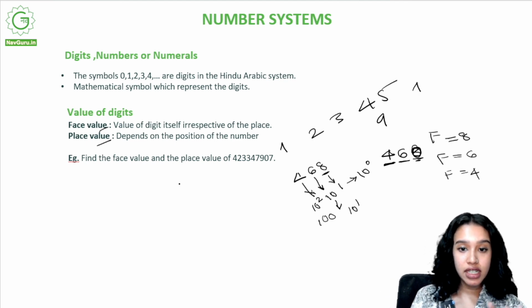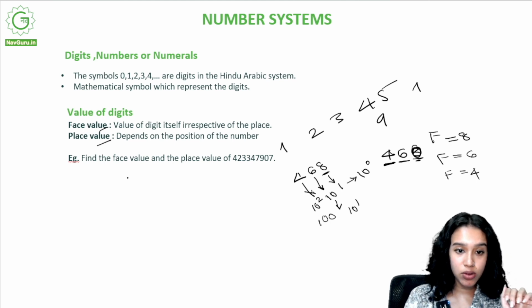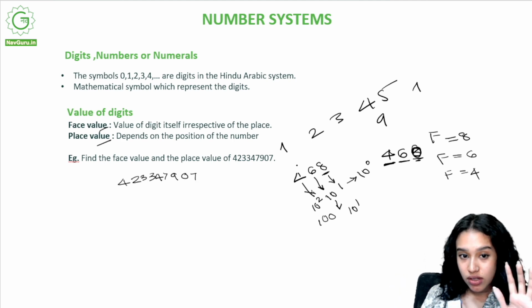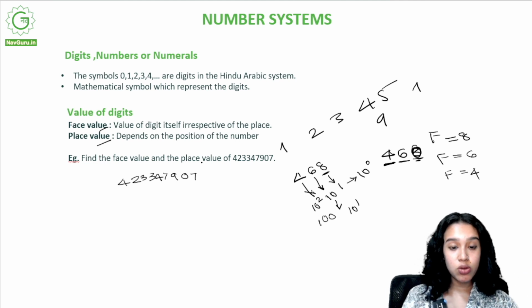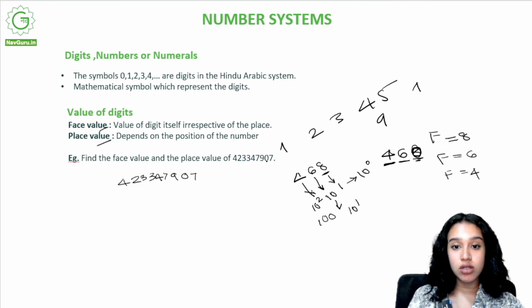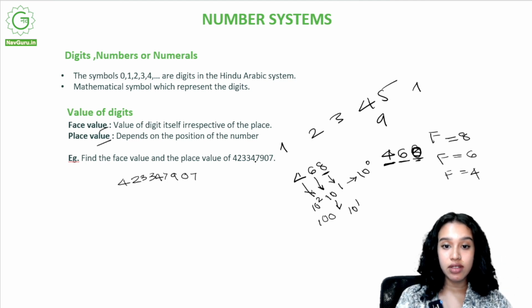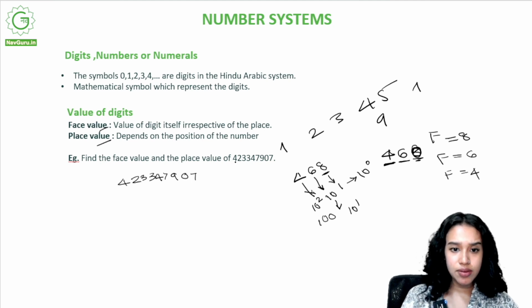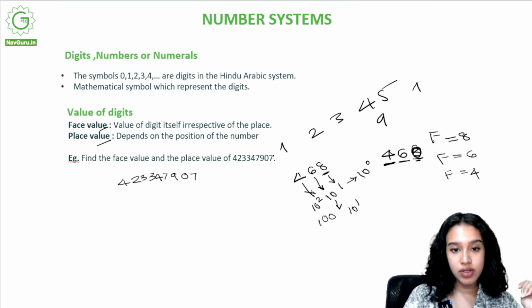Here I've given an example question, to find the face value and the place value of 423347907. Actually, this question would be incomplete because we don't know whose face value to find. The face value of 7 is 7, 0 is 0, 9 is 9, 7 is again 7, 4 is 4, 3 is 3, and 4 is 4. So we'll find the place value of these digits.